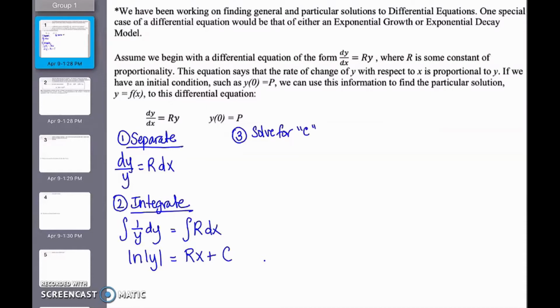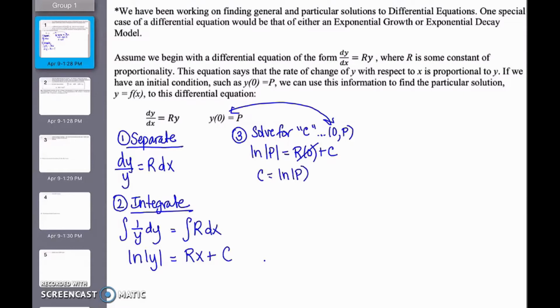Then step 3 is to find our c. We're using our initial condition, which is the point where x is 0 and y is p. That was our given initial condition. When we plug that in, we get ln of p is equal to r times 0 plus c. Well, r times 0 is just 0, so we get that c is equal to the natural log of p.